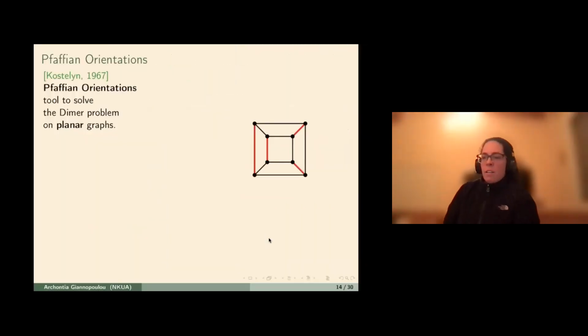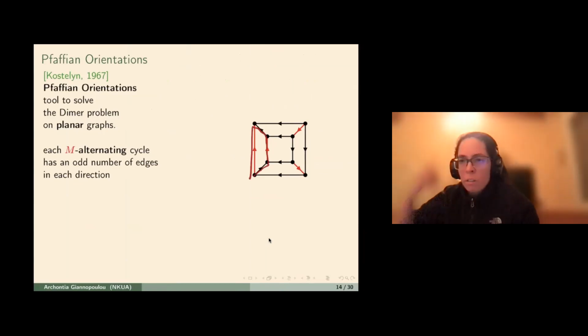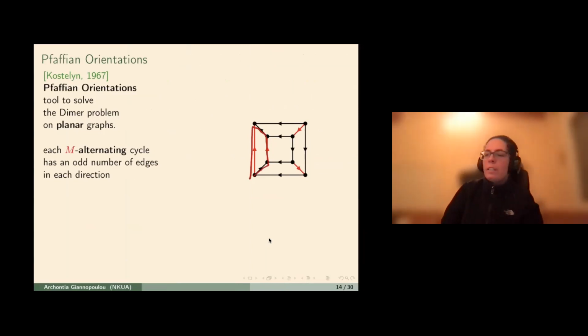And in 1967, Kasteleyn, I'm not sure if I'm pronouncing the name correctly, I'm sorry if I'm not, defined Pfaffian orientations in order to solve this problem on planar graphs. So what's a Pfaffian orientation? It's an orientation of the edges of the graph in such a way that every M-alternating cycle, so a cycle that alternates between matching edges and non-matching edges, has an odd number of edges in its direction.